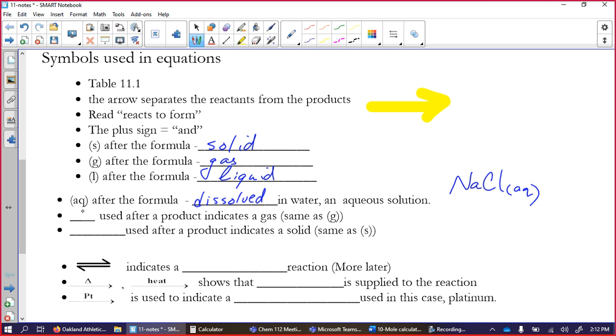Sometimes these are kind of less common these days. If you have an arrow at the end of something, it's the same as a gas. And an arrow up, sorry, is a gas. An arrow down, because a gas kind of bubbles to the top and the solid sinks to the bottom.